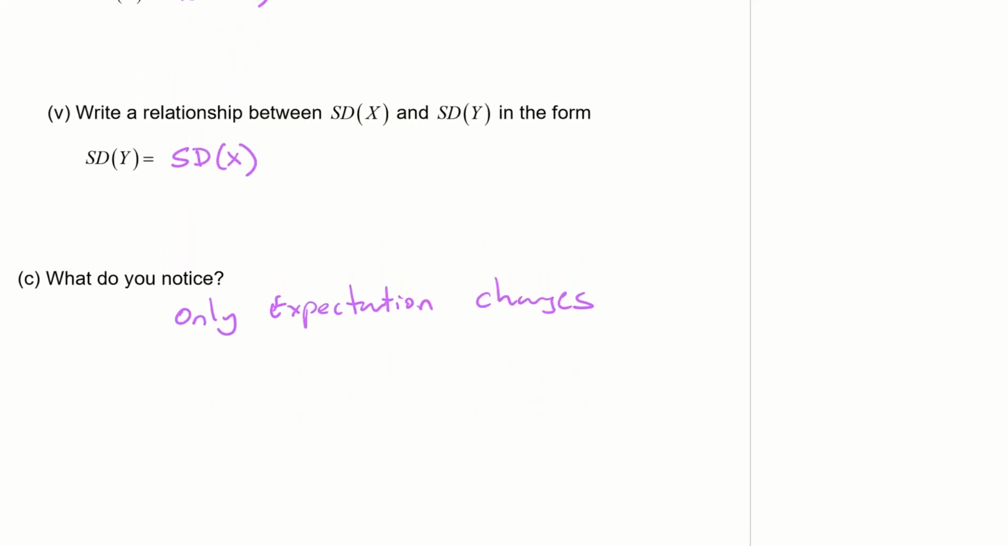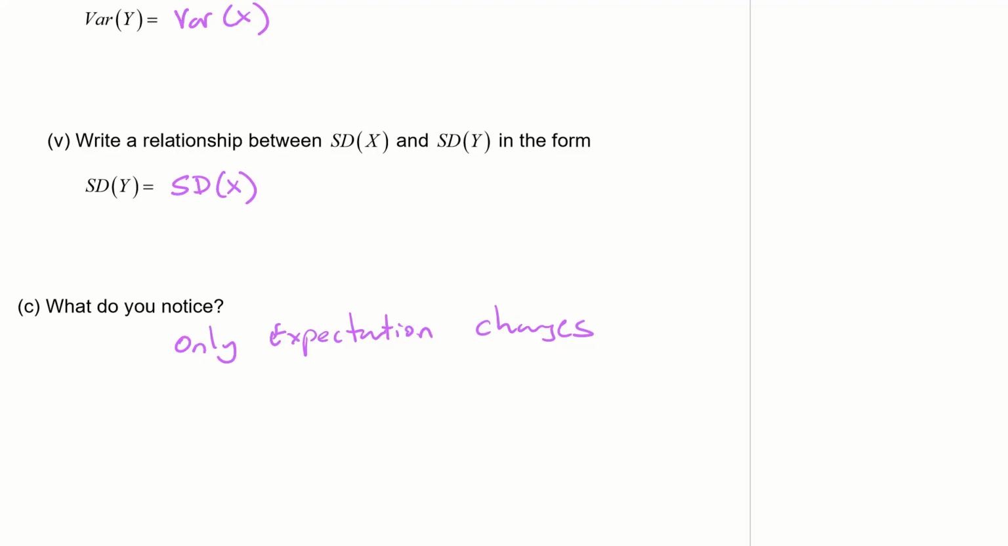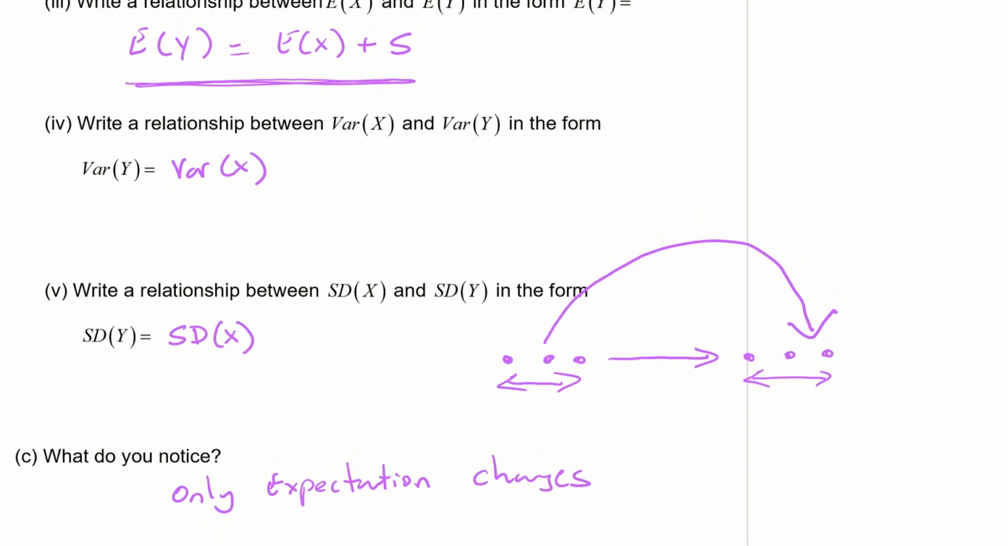Now let's think about why that's happened. Because we've got our data like this, and it's just simply moved up a bit. It's still spread out by the same amount. Therefore, the variance and standard deviation, which are measures of the dispersion, don't change. But we've shifted location, and that is why the expectation changes.